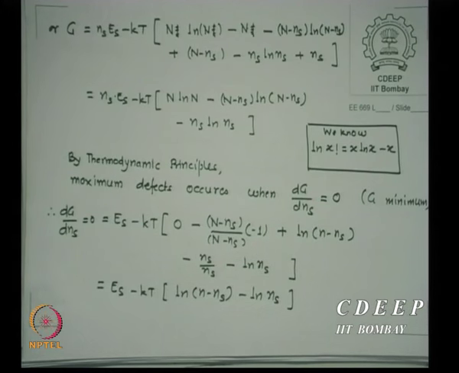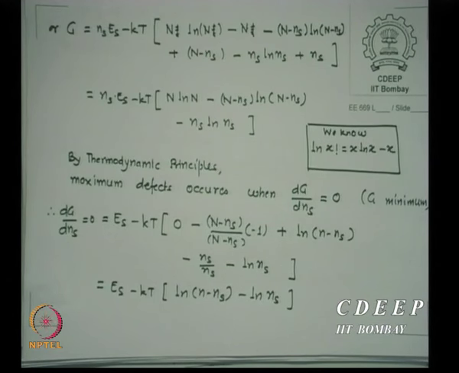After that, capital N factorial appeared here, therefore n log n minus n, n log n minus n minus ns ln ns minus ns plus n minus ns minus n minus ns ln n minus ns plus ns. So if I differentiate this and then equate it to 0, I get Es minus kT ln of n minus ns minus ln ns. The other terms, this is minus 1, this is plus 1, so that goes away. Only these two terms remained.